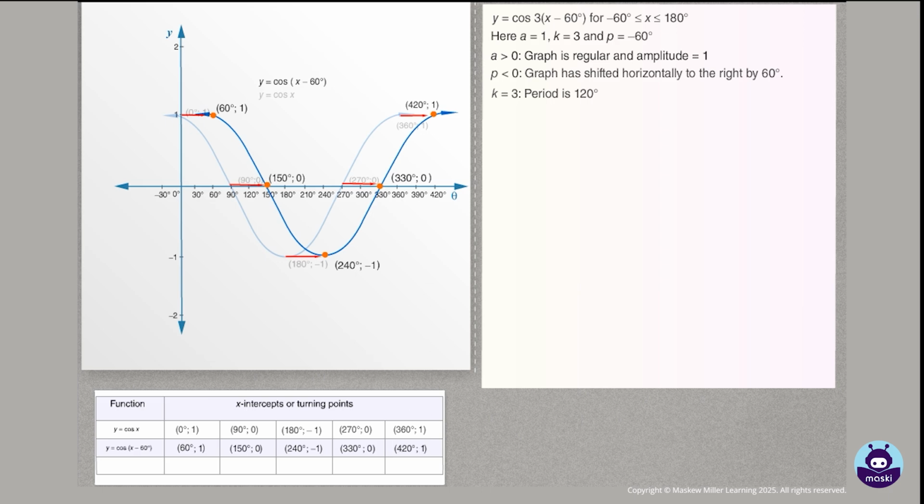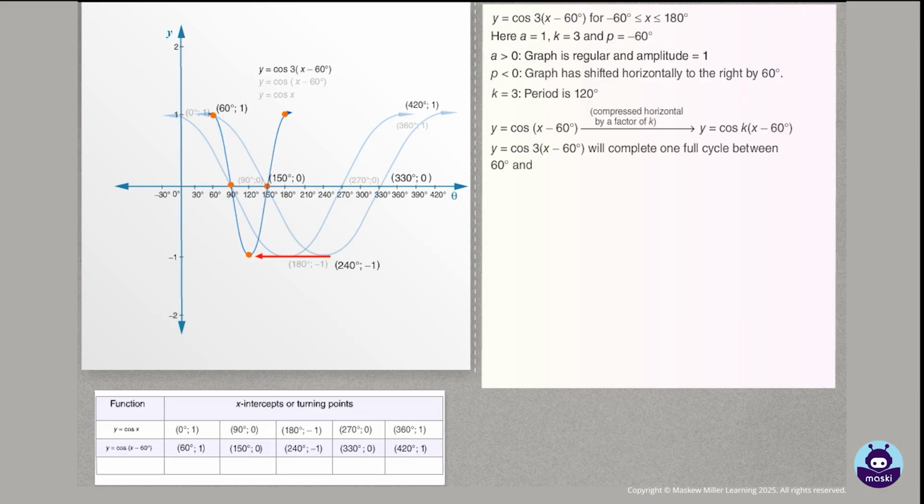Now let us consider the parameter k. Since k changes the period of the function, the graph of y equals cos of x minus 60 degrees will be compressed horizontally by a factor of k to give the graph of y equals cos k times x minus 60 degrees. The graph of the function y equals cos 3 times x minus 60 degrees will complete one full cycle between 60 degrees and 60 degrees plus 120 degrees equals 180 degrees.